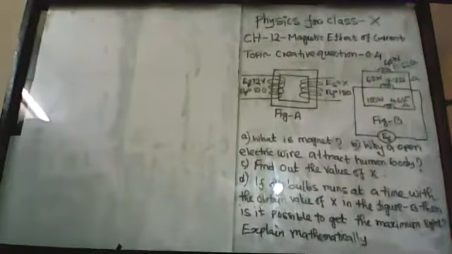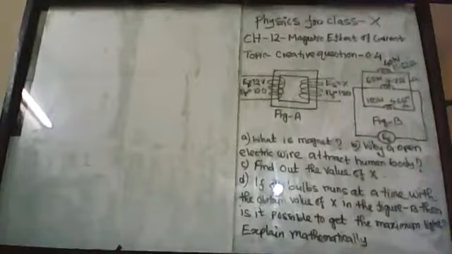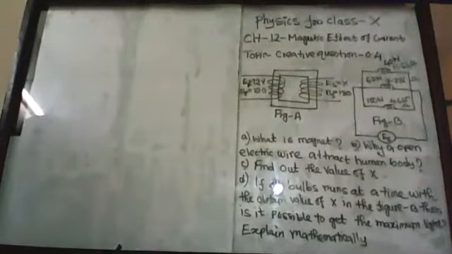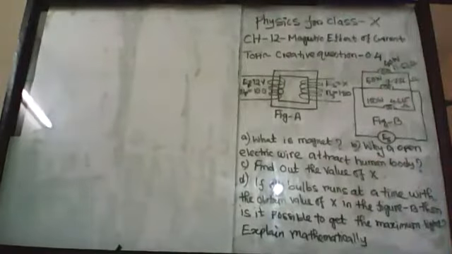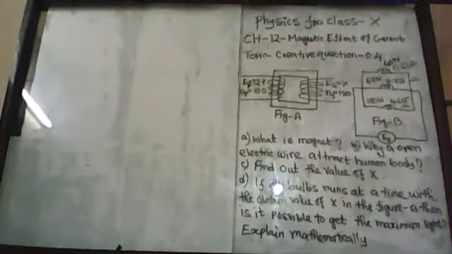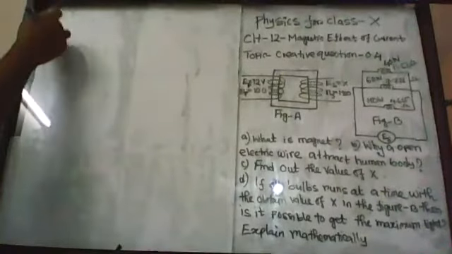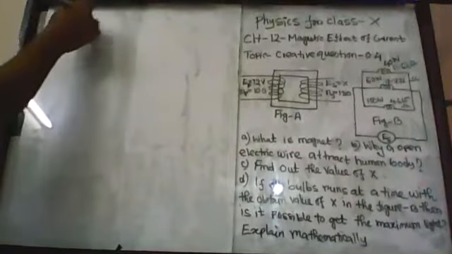So I'm going to start my journey from question number A, that is, what is called magnet? You know, magnets are metallic substances which can attract iron or iron-type substances. So the substances which can attract iron or iron-type substances are called magnets.